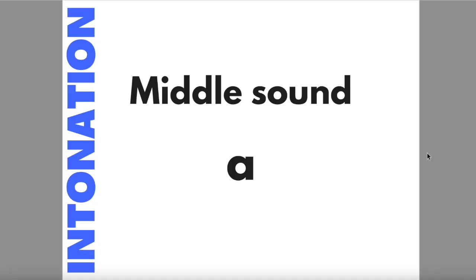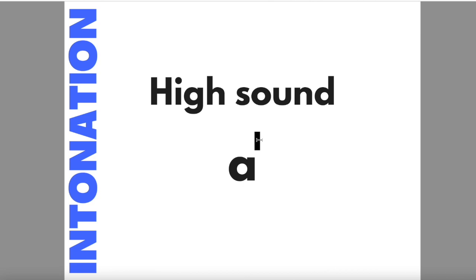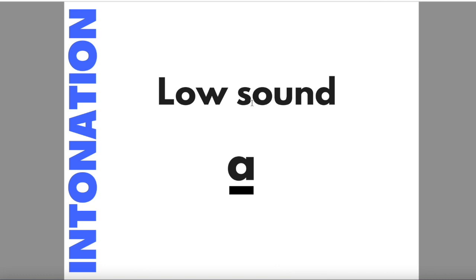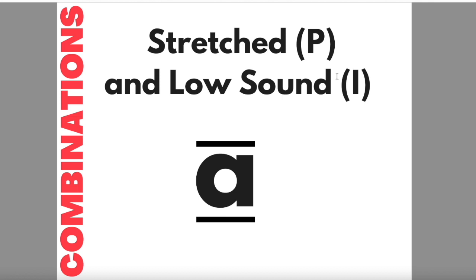Let us continue. As mentioned, we use the tanpura and it provides us the middle sound. If, for example, a letter is written with no sign above it, no sign below it, no sign beside it, then the intonation is a middle sound. If there is a vertical line just above the letter or syllable, the intonation is a high sound. If the intonation is low, this will be indicated by a horizontal line below the letter or syllable.